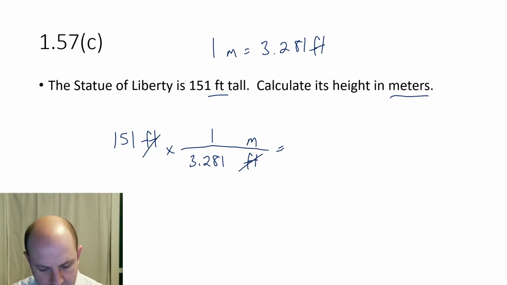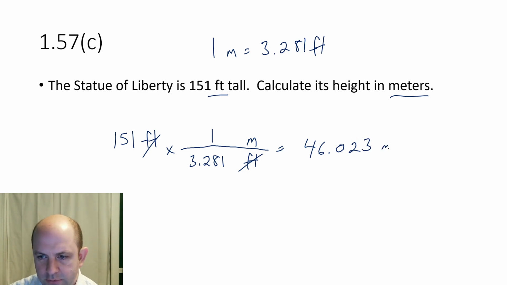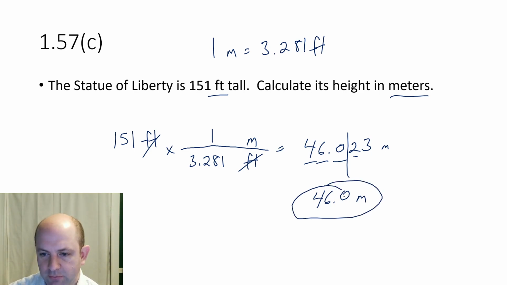151 divided by 3.281. So the calculator gives us 46.023 meters. But that's 5 sig figs if we count it all up. We're only allowed to have 3 from what we started with. So we say, okay, first one counts, second one counts, third one counts, stop. Check for rounding. No rounding there. So 46.0 meters, and we can stop right there.